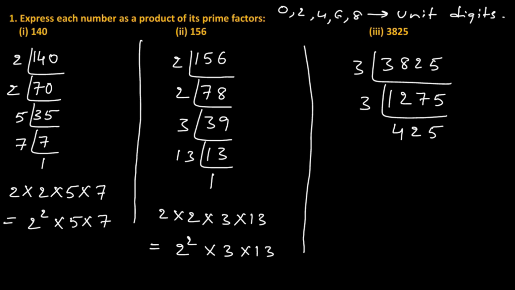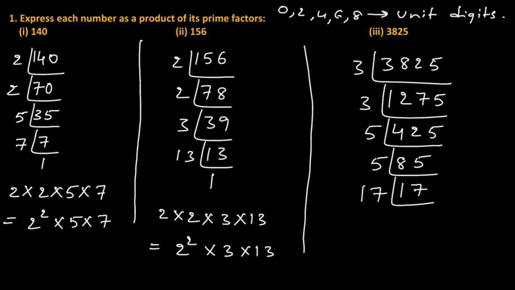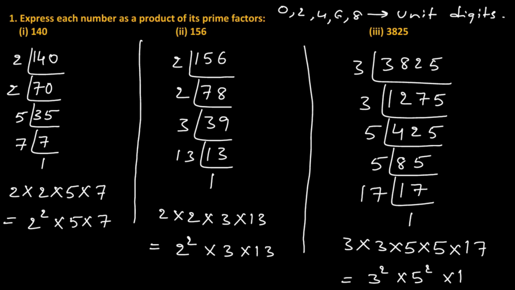In the unit digit, of course, 5. Now go with the 5 table. 5 eights are 40, 5 fives are 25. Again 5 table because unit digit is 5. 5 ones are 5, 5 sevens are 35. 17 is a prime number. Directly 17 ones are 17. 3 into 3 into 5 into 5 into 17. You can also write it as 3 square into 5 square into 17. Okay. Next question.